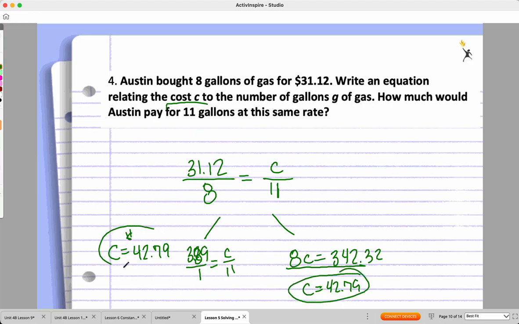Either way works. It doesn't matter, it's where you choose to do your division. Is it easier to divide 31.12 by 8, or is it easier to divide $342.32 by 8? Either way, you get the same answer.